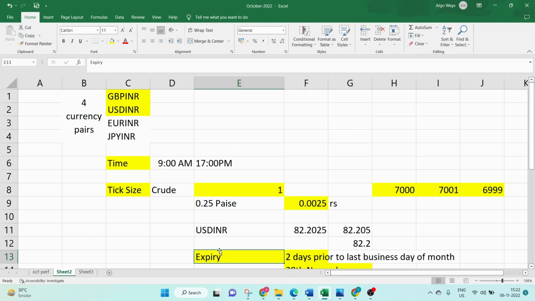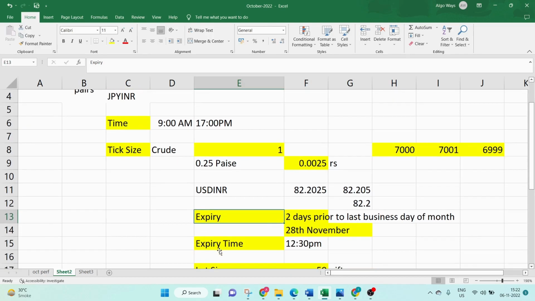Another point in CDS expiry is its time of expiry. Generally in NSE the expiry time is 3:30 p.m. on the last Thursday of the month. The expiry happens at 3:30 p.m. when the market closes, but it is not the case with CDS. The expiry time is 12:30 instead of 5 p.m., which is the closing time of CDS.